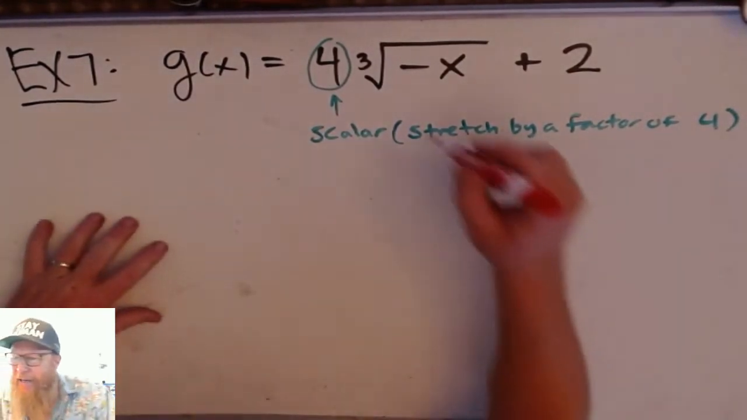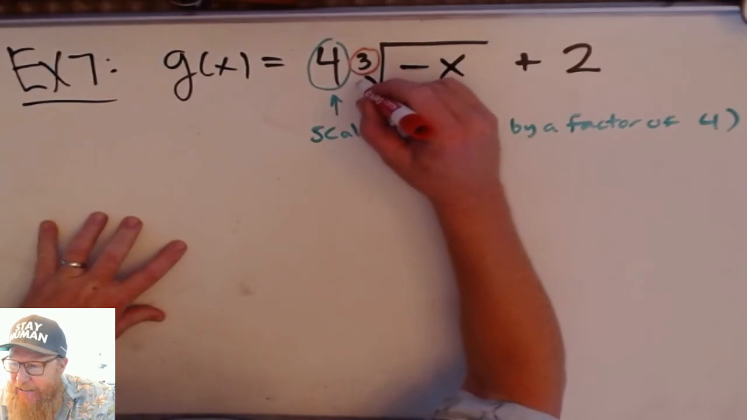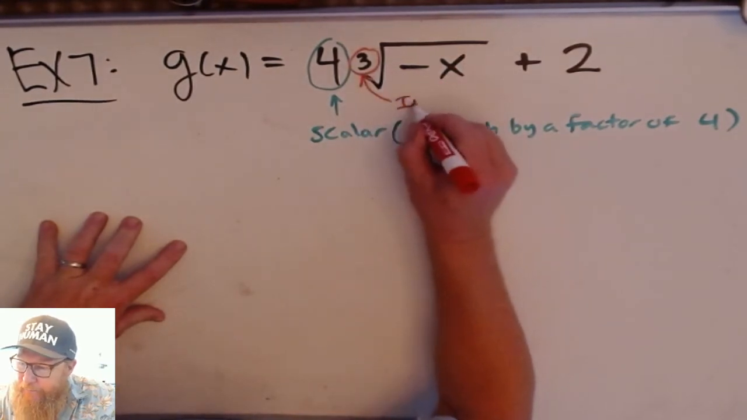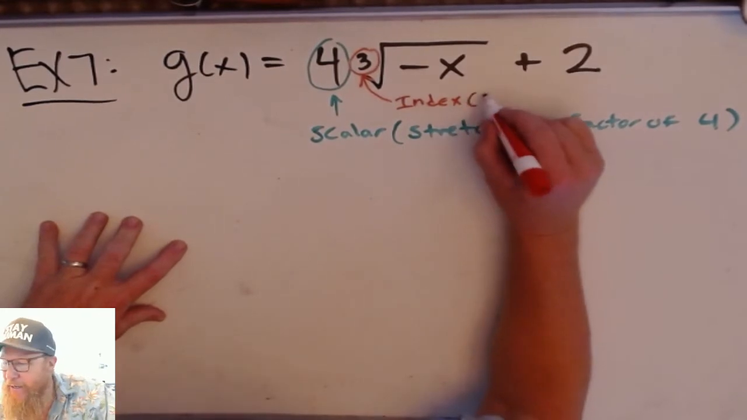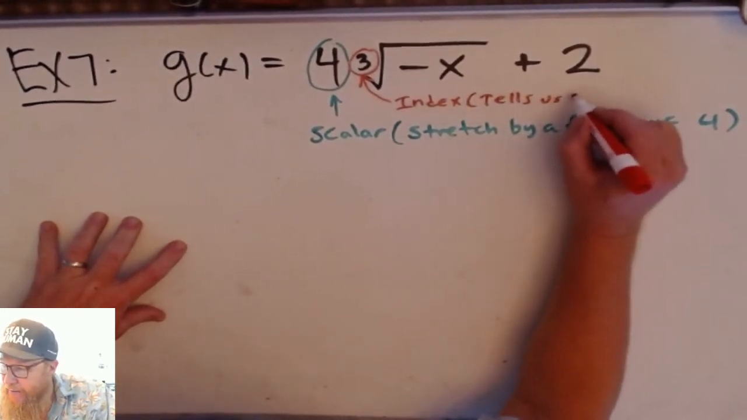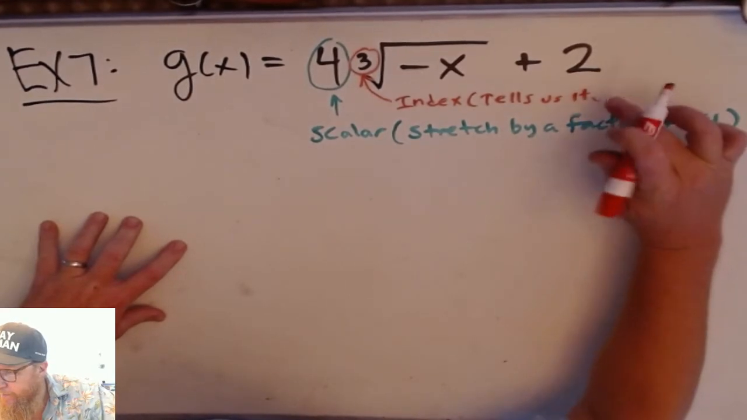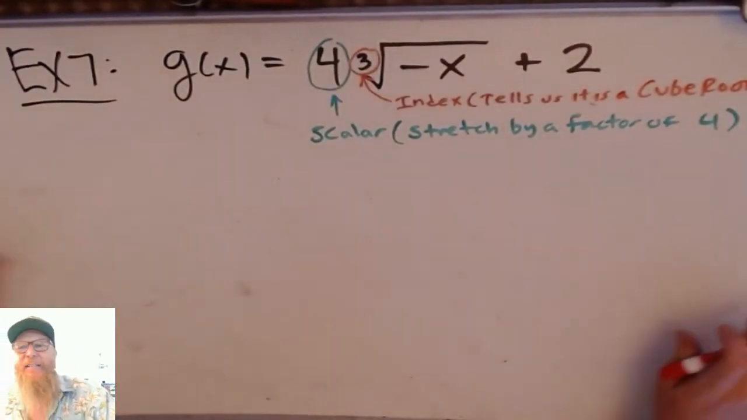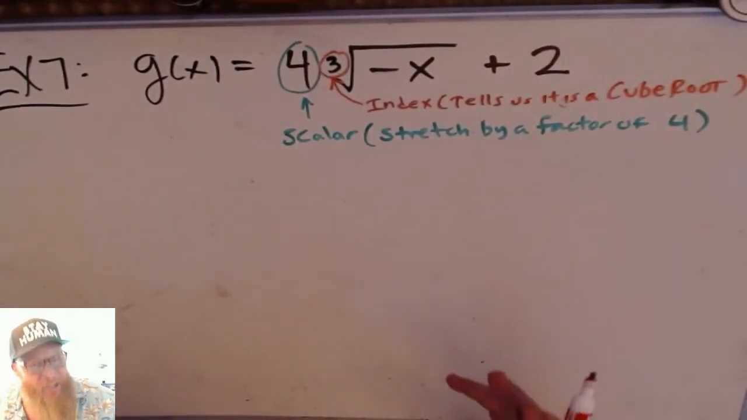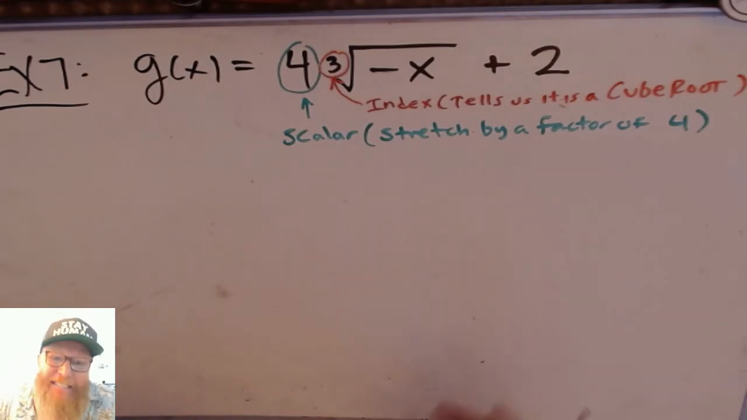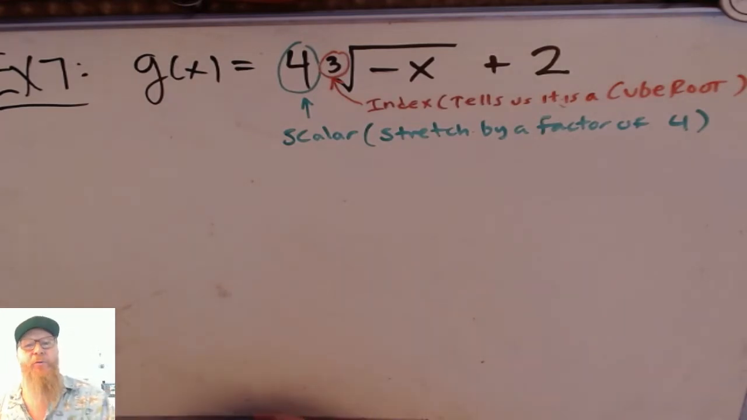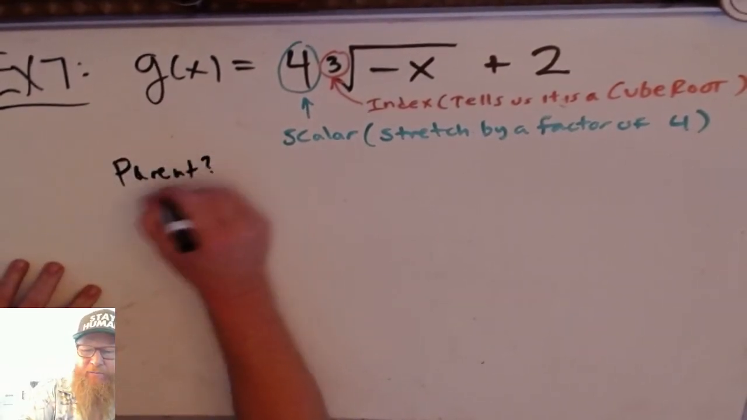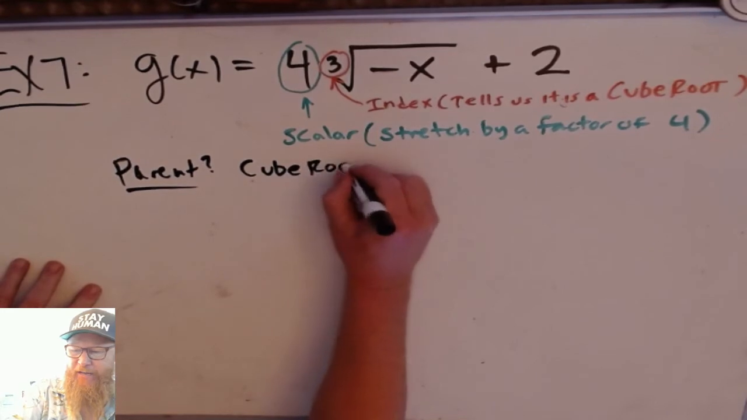Okay. The little number here is called the index. All it does is it tells us that it's a cube root. That's all the index does. It indicates. That's what an index does. It indicates what you are dealing with, who your parent function is. Okay. So let's go ahead and do it. Who is the parent? Or the mother function? I just said it. Cube root, yeah?